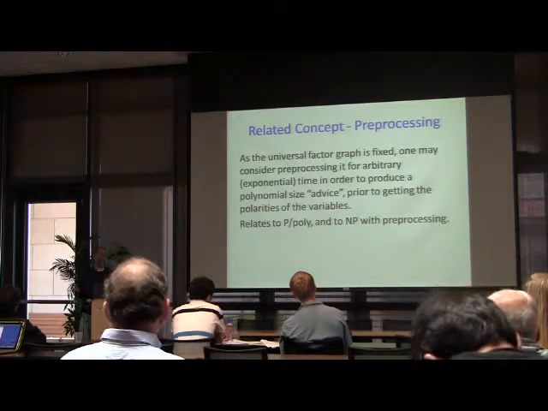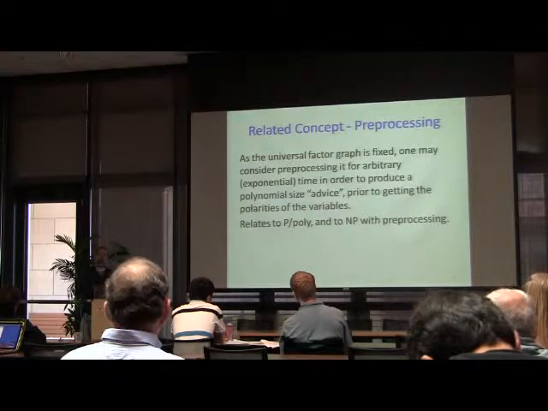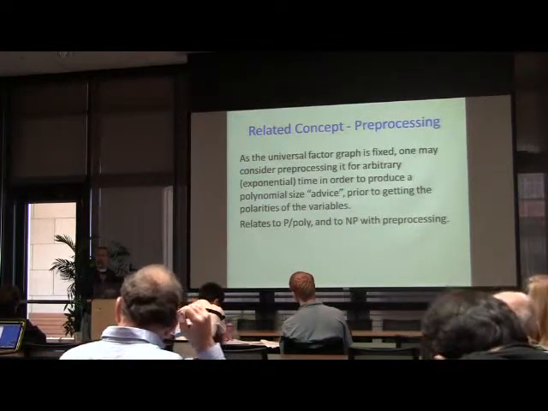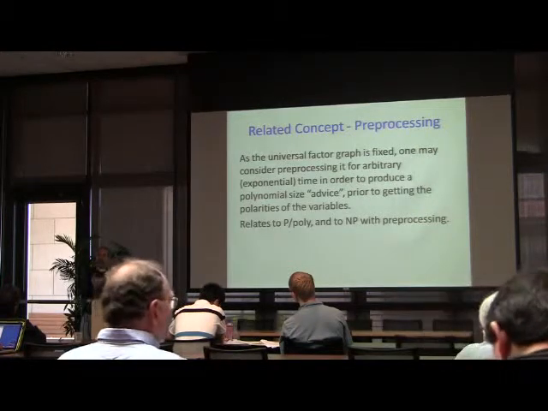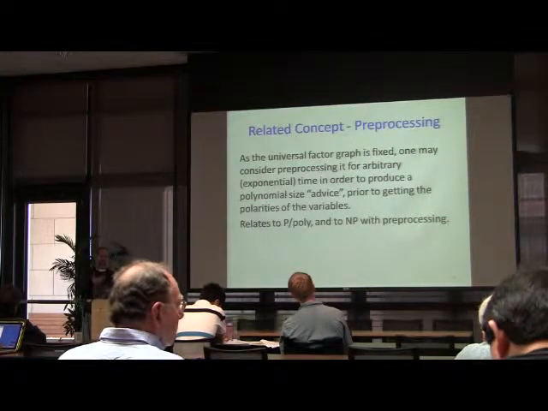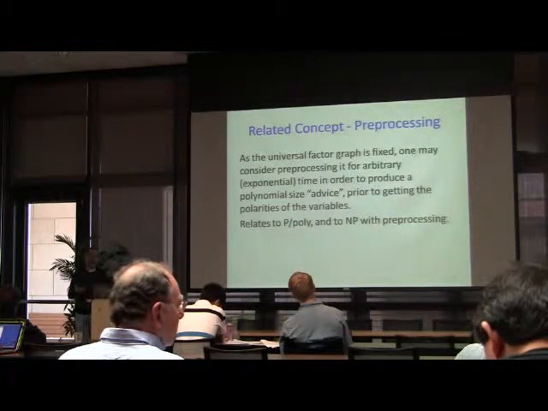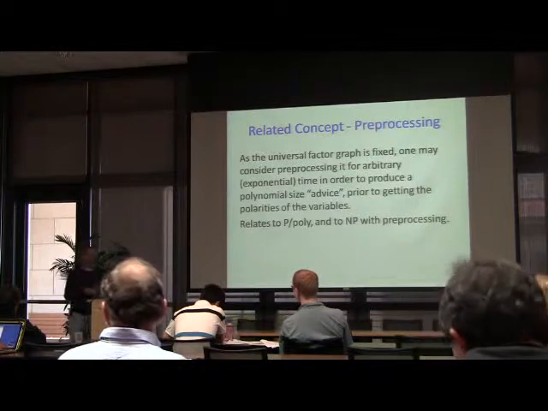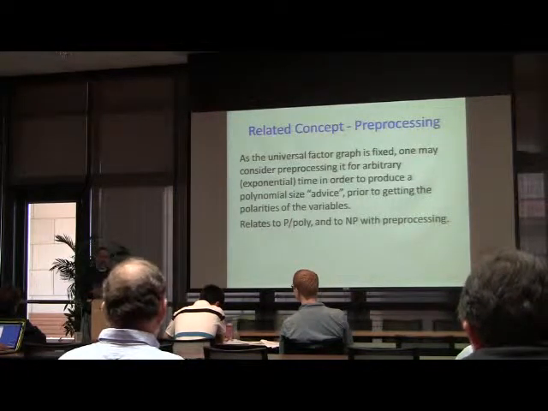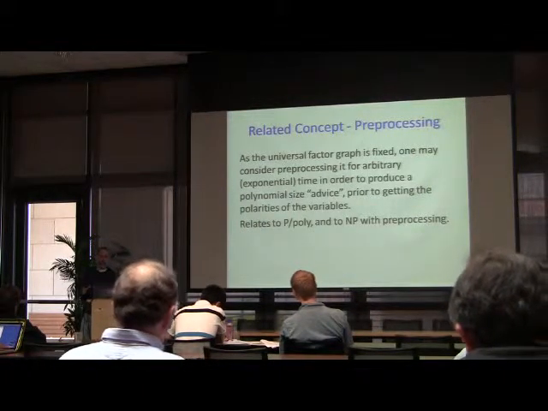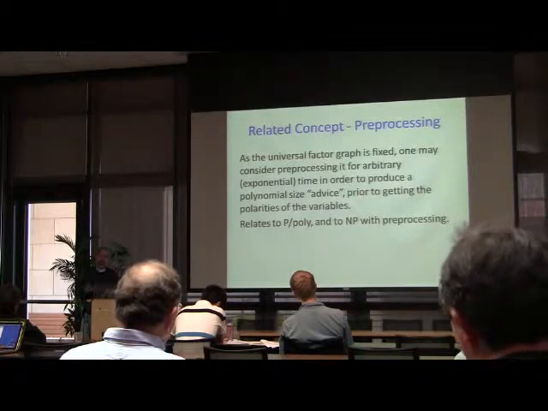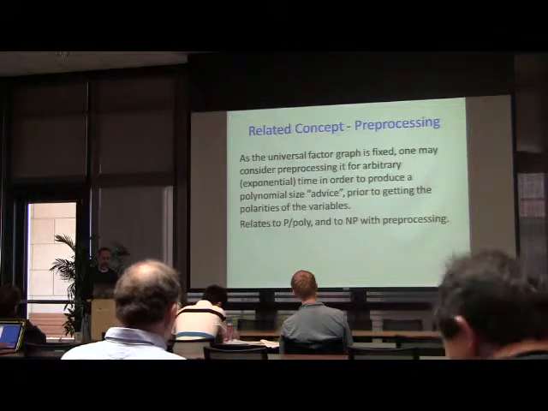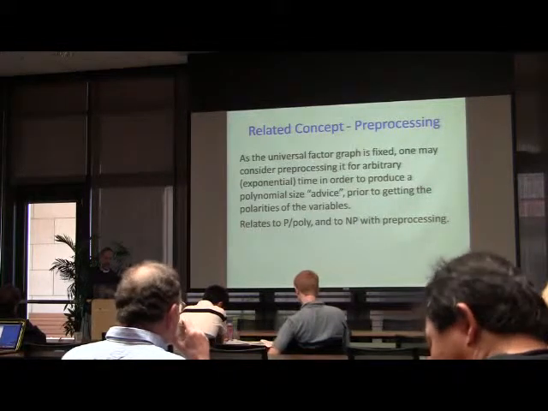writing down a short advice or designing a short circuit, a small circuit of polynomial size, such that once we fix the polarities, we feed these polarities into the circuit, or into our algorithm, and then this algorithm with the additional advice can solve the problem. So this is NP with preprocessing. It relates to the class P/poly, not exactly the same.